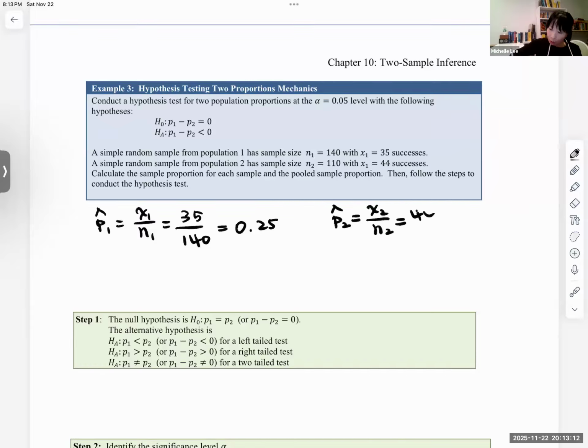So we have 44 over 110. 0.4, good. So what is the combined pooled estimate?